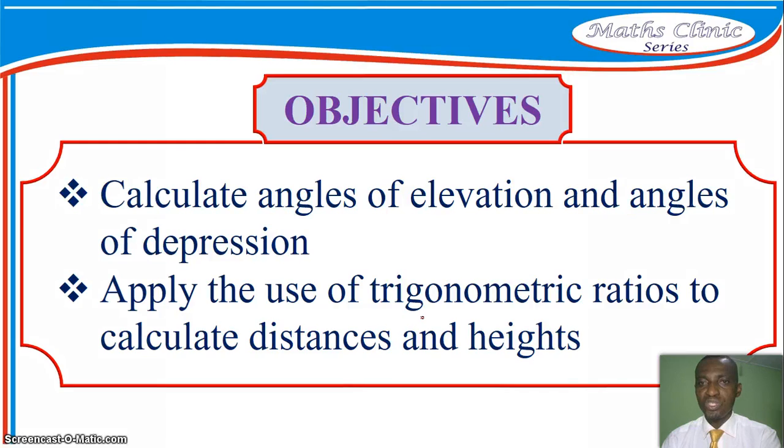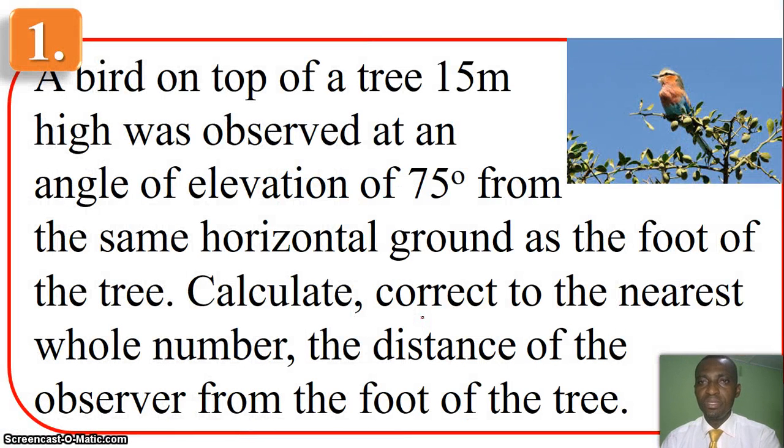So our first question would be this: a bird on top of a tree 15 meters high was observed at an angle of elevation of 75 from the same horizontal ground as the foot of the tree. Calculate, correct to the nearest whole number, the distance of the observer from the foot of the tree. Alright, so you can pause the video if you have an idea, solve it and then later resume.